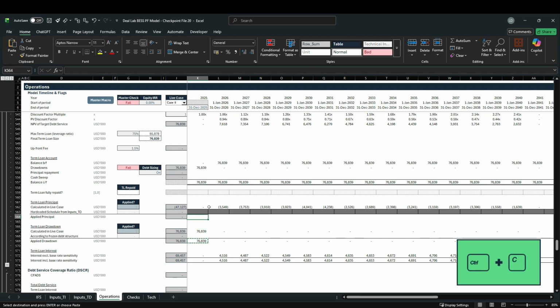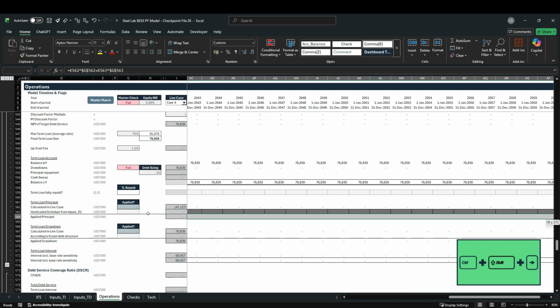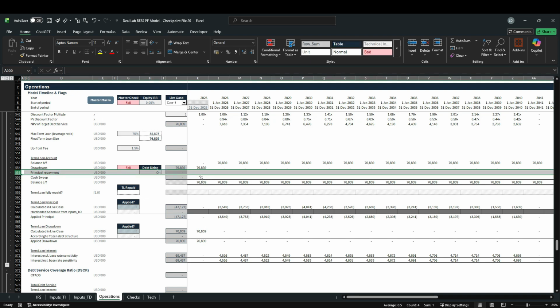So copy this, paste it here. Let's see if that's picked up properly. The only thing we have to adjust are our applied flags. Hit enter, drag this over, Control R. So right now we are still in the debt sizing case, which means our applied principal is picking up the calculated live case. And we will also in just a minute implement our hard-coded schedule from our inputs time dependent sheet. But for now, what we can do is link in our principal repayment up here.